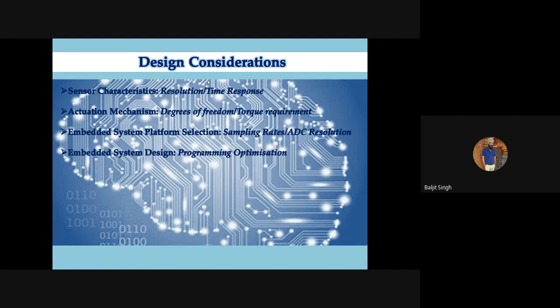Embedded system design. First of all, the platform we have selected, we have tried to figure it out. Then to design any embedded system, programming optimization, how well a sampling or data processing algorithm can be written. That means by using minimum machine cycles, if a similar kind of output can be achieved, we can say that the program is more optimized, which uses fewer machine cycles for completing the same task.